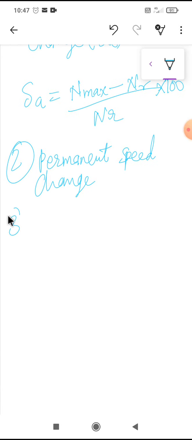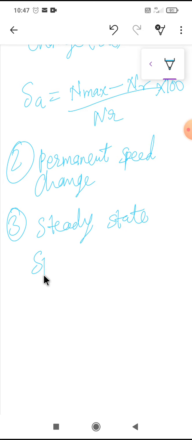Then the third is steady state speed band. It is the width of the envelope of variation of the engine speed under steady state condition. It is expressed as a percentage of rated speed.